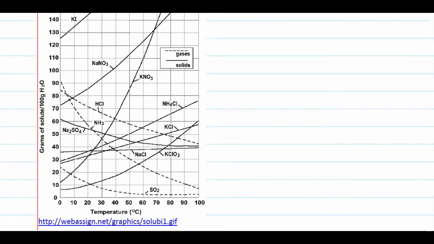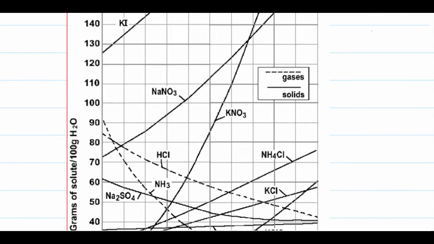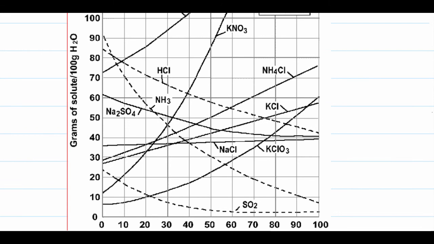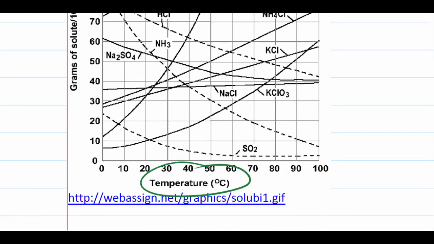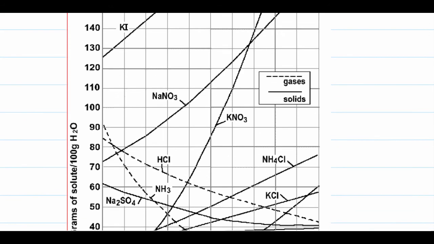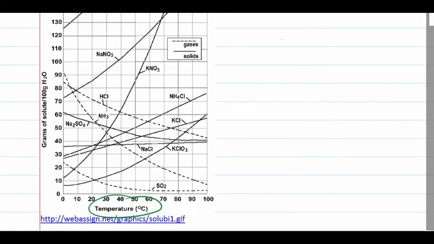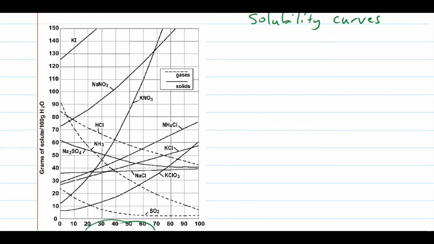And if we look at the axes here, I'll blow this up a bit. On the vertical axis, the y-axis, we show the grams of solute, and we see that this is the grams of solute per 100 grams of water. And down here on the x-axis, we have the temperature. So when we want to talk about the solubility of a substance, what we really need to do is specify all three variables.